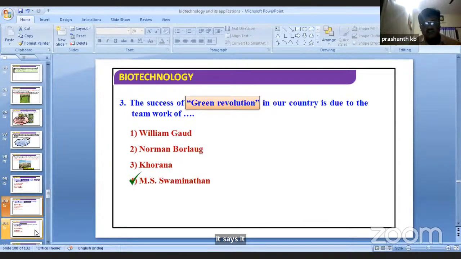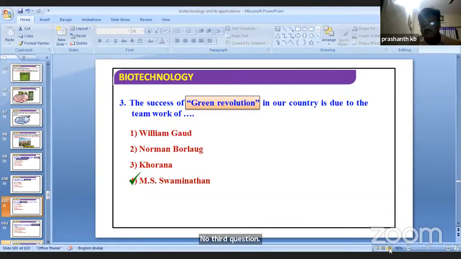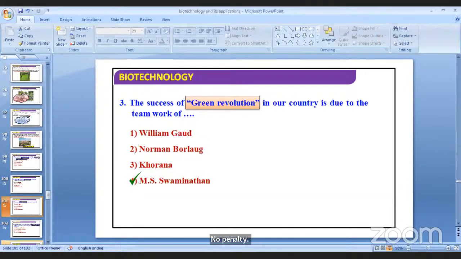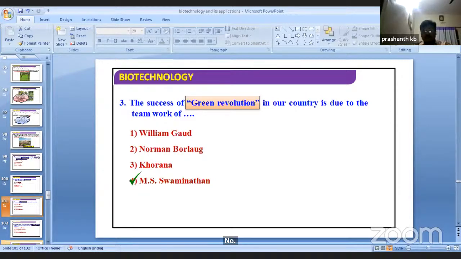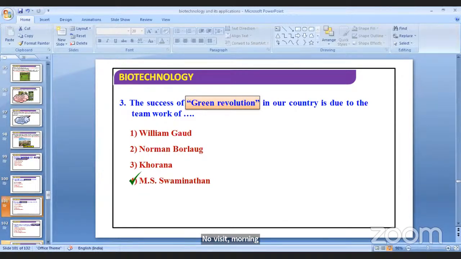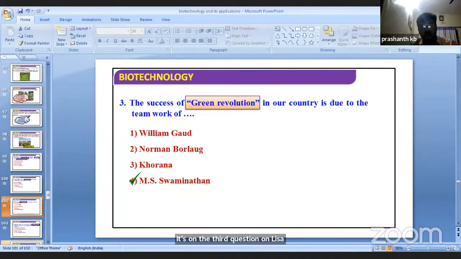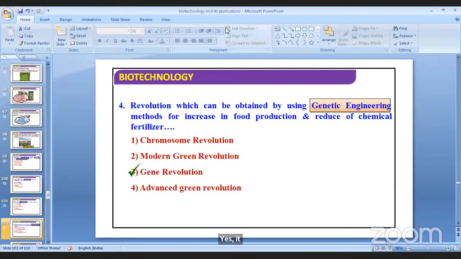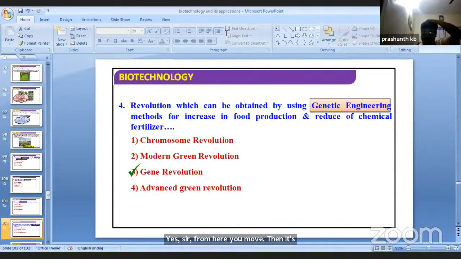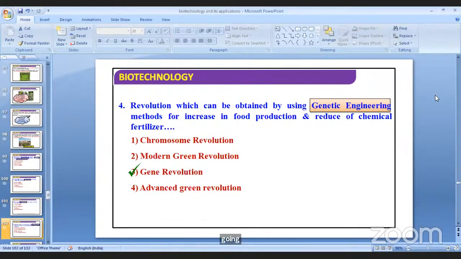Now, third question. Okay. Now, can you see? Yes, sir. But sir, you have to move it from here only, then it's seen properly, or else it is getting stuck in between. Now, is it moving? Yeah, sir. No, sir. Now it's not moving. It's on the third question only, sir. Third question. Okay. Next. I think there is some issue. Yes, sir. From here you move, then it's going. But all answers are given here. Achha, okay.